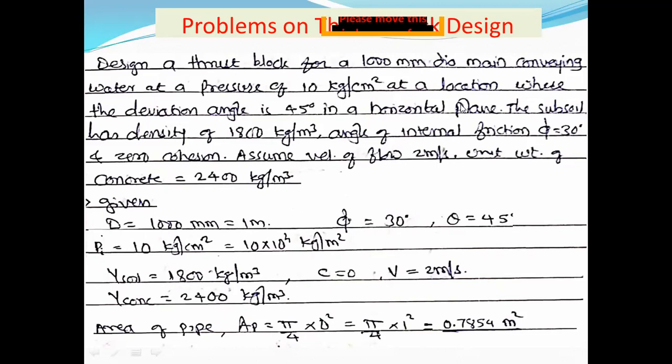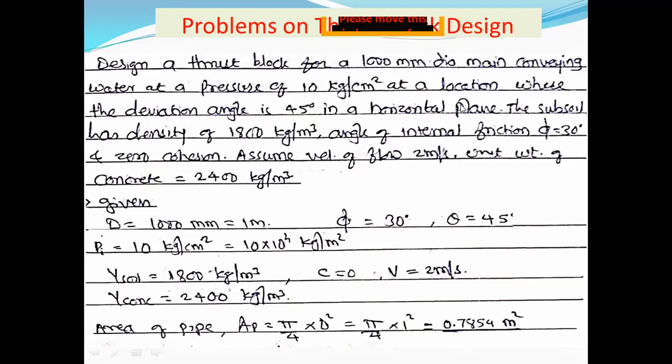Assume velocity of flow 2 meter per second and unit weight of concrete 2400 kg per meter cube. So here the diameter of pipe is given as 1000 mm, means 1 meter. So this much big diameter of the pipe is there.